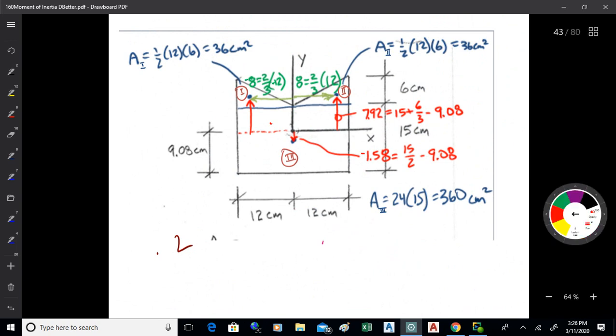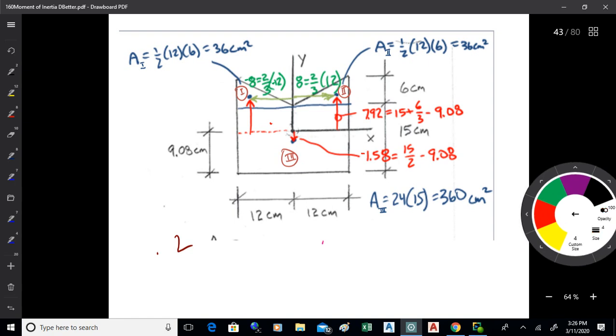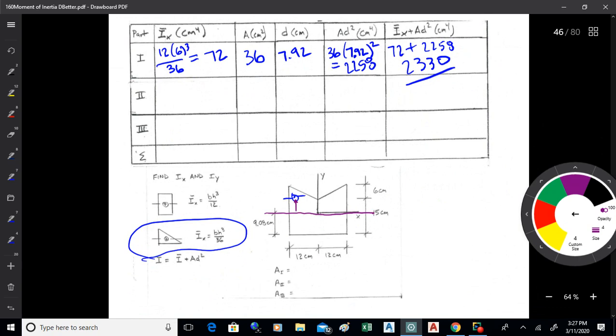And when you calculate this stuff, you got to come from a reference line that you've got. And the reference line we have is the bottom of the rectangle. So the neutral axis is 9.08. The centroid of the triangle we figured out is 17. Okay. So that's the difference. Okay. All right. We good? So, all right.